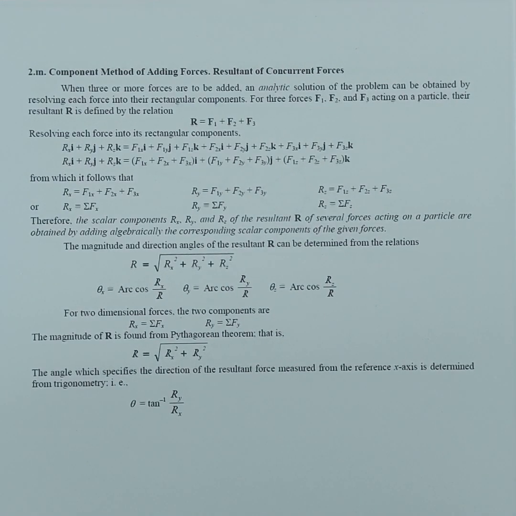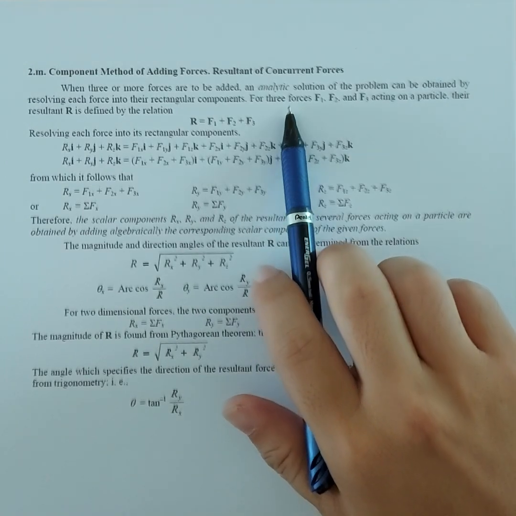So this time, we're going to solve for the resultant of concurrent forces using the component method. That means our axes should be perpendicular. For us to use the component method in adding concurrent forces, the axes should be perpendicular. All right. And what else? Concurrent forces. What do we mean by concurrent forces?